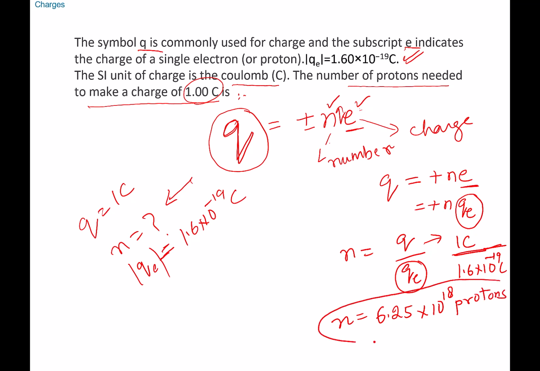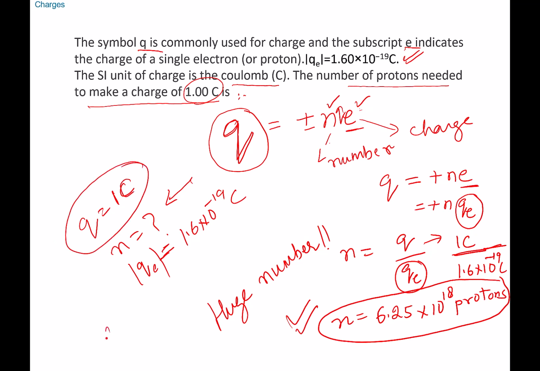1 Coulomb of charge is a really big number. We have almost 6.25 × 10^18 protons. This is a huge number, so do not underestimate 1 Coulomb. 1 Coulomb is a really big charge. Normally we use charges in the form of millicoulombs, microcoulombs, or nanocoulombs.